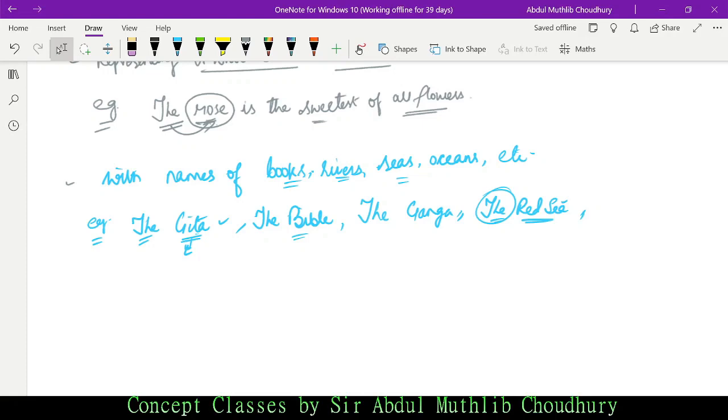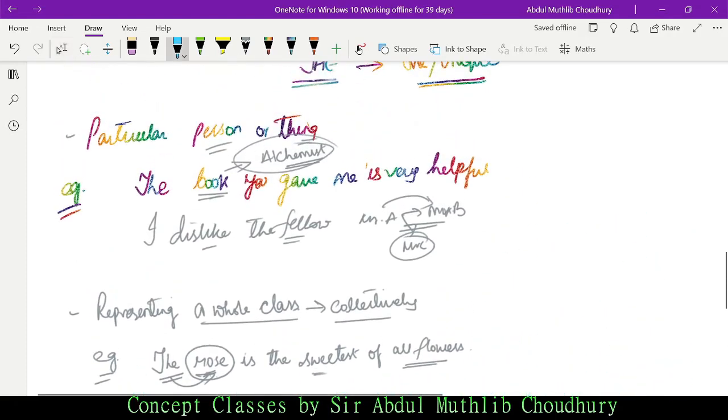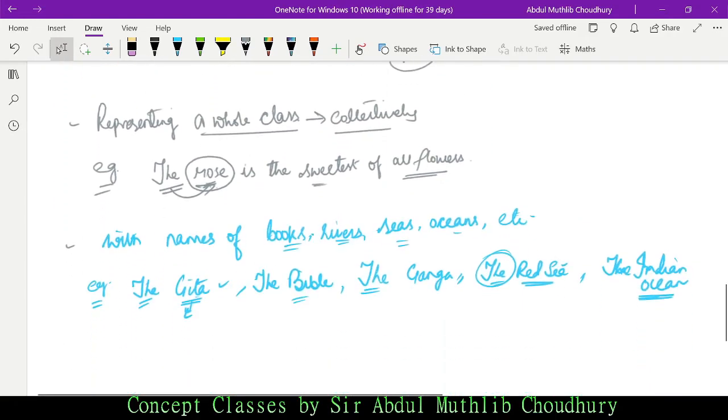Again, vowels are decided with the help of vowel sounds. Again oceans, name it: the Indian Ocean. Yes, the Indian Ocean. So this is how you use article the. It can be used for a particular person or thing, the book you gave me, I dislike the fellow. Or when representing a whole class, the rose is the sweetest of all flowers.